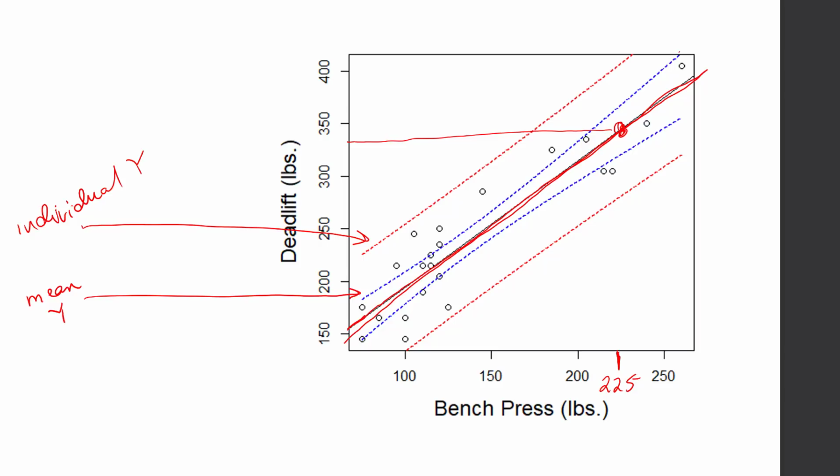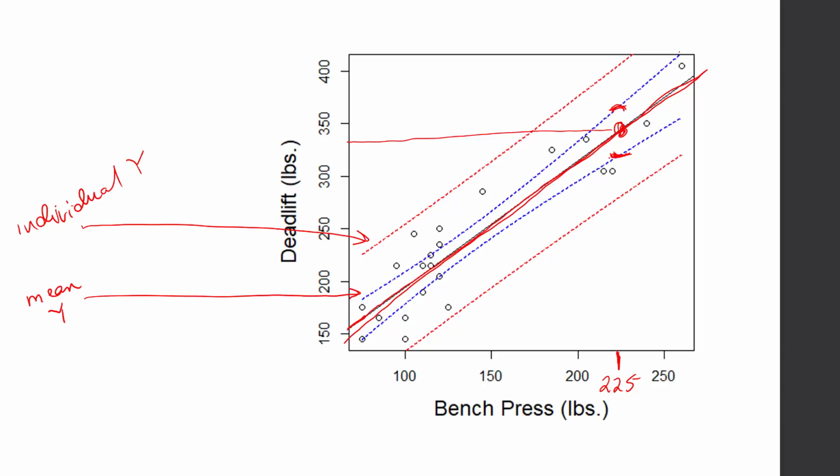I don't want just a one number estimate. I have a standard error, I've got a measure of variability, I've got an estimate of the thing I'm trying to estimate. Let's buffer how far off I think my guess is with a confidence interval. So we've got our confidence interval for the average deadlift at a bench press of 225 right here.